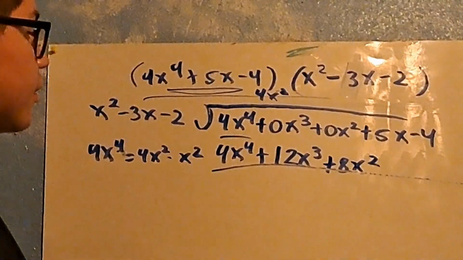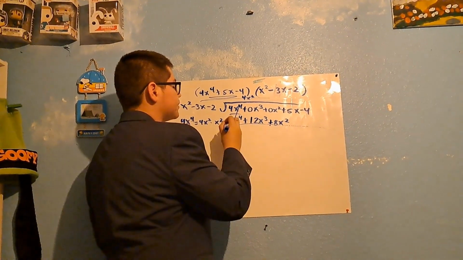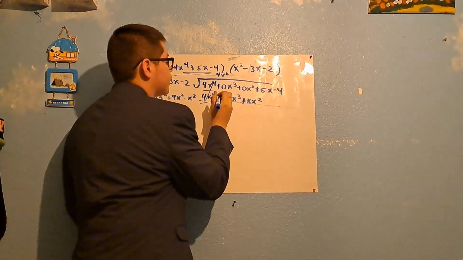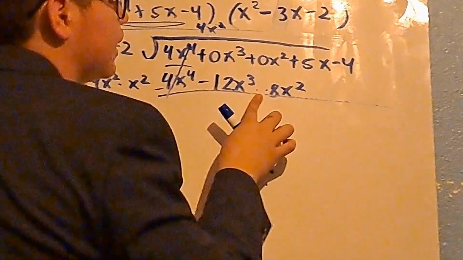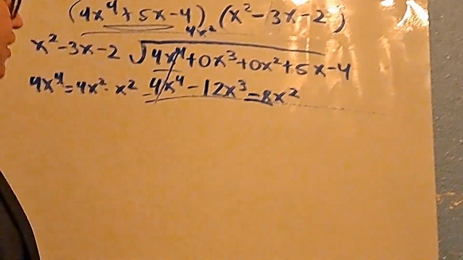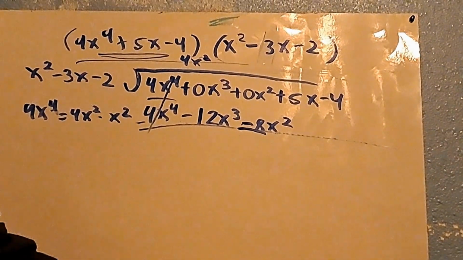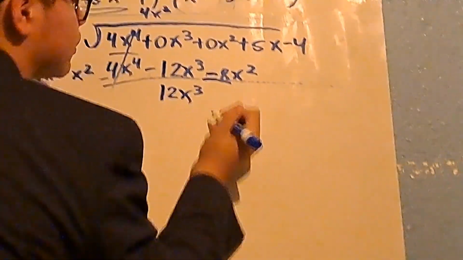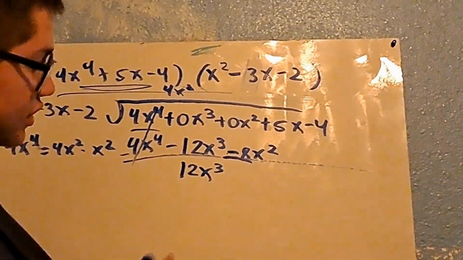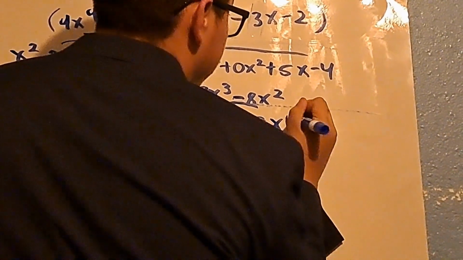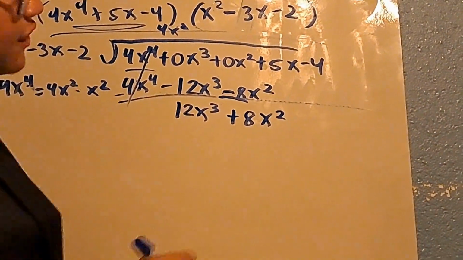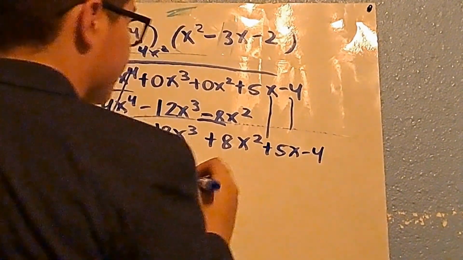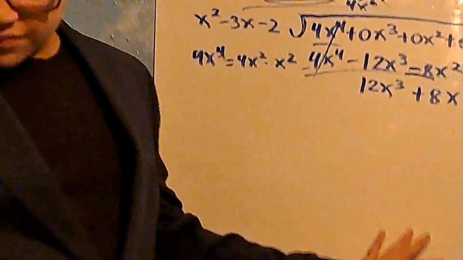Now, what do we do from here? We pretty much just cancel out these terms because this is technically subtracting. And we would have to make this negative 12x into a negative 12x plus 8x. We would have to make it a negative 8x. So we have to cross out those two terms first. And we would get 12x cubed plus 8x squared, and drop these two variables down, 5x minus 4. This is what we would have to do.